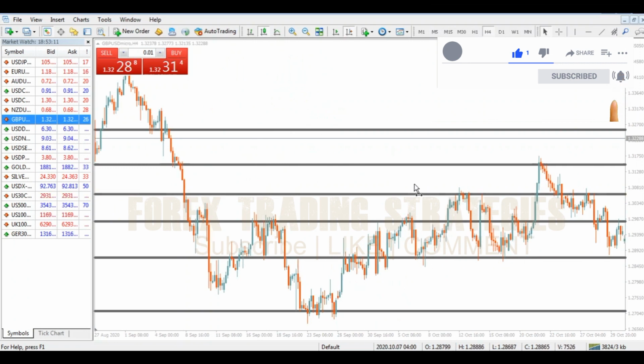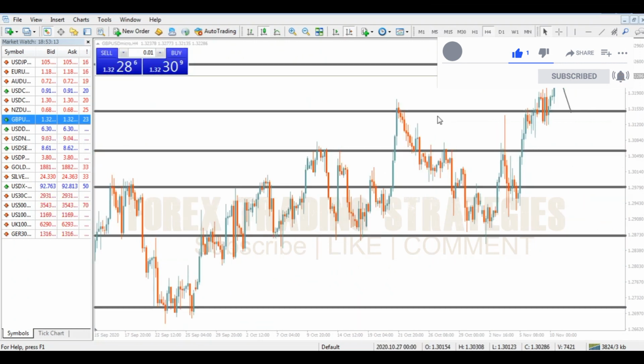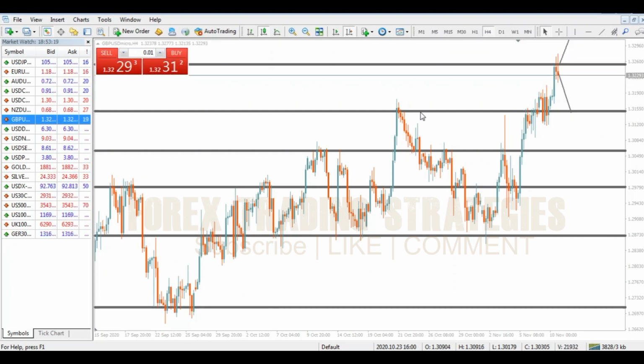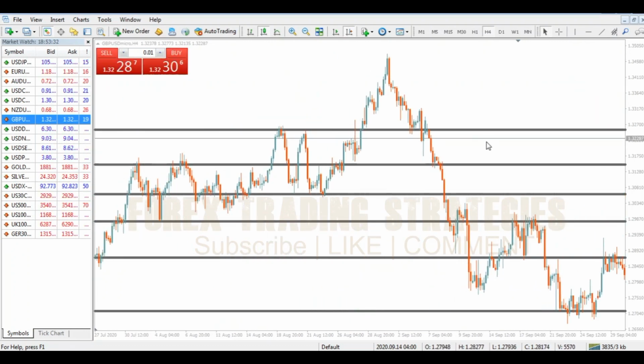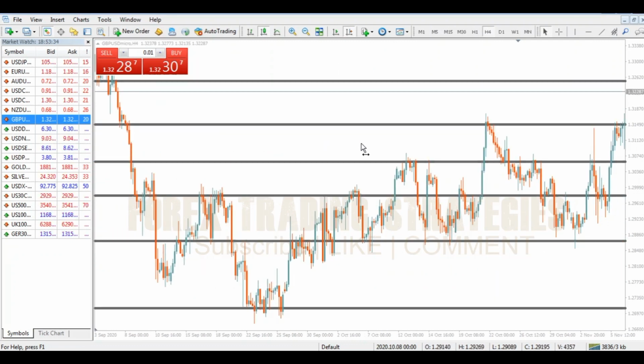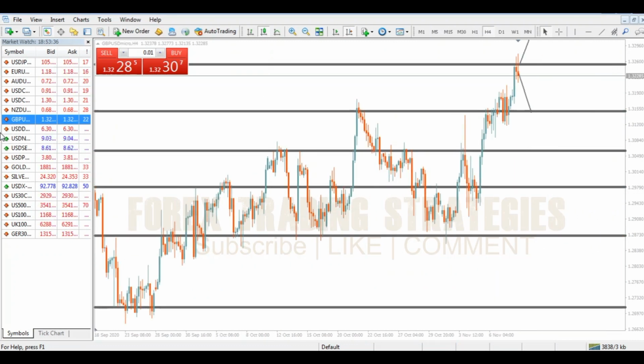Now tell me if all of this is random and you did not need scanners, expensive indicators, expensive stuff to know about this. You didn't need anything fancy to know about this. This is how easy trading can be.